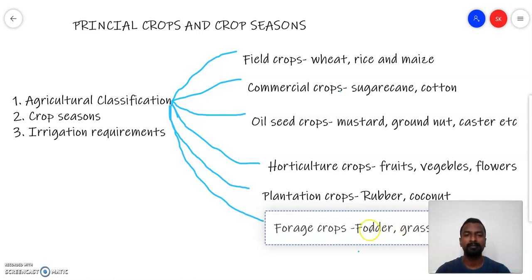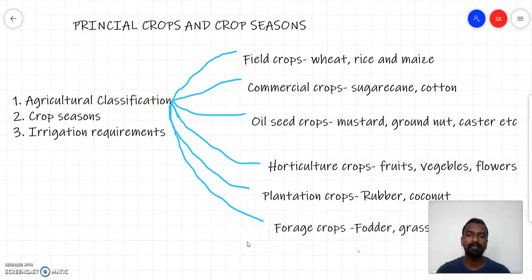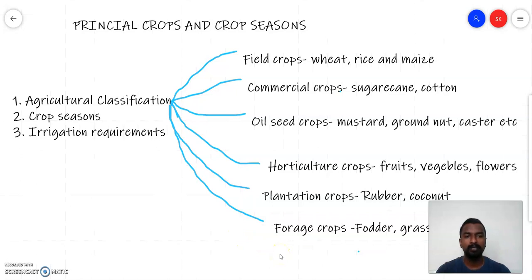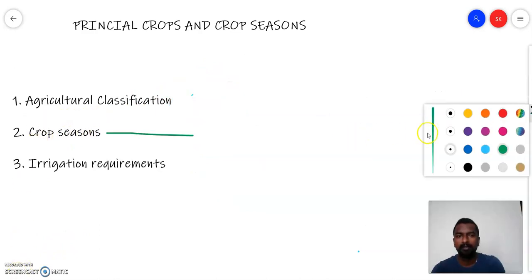So like that, there are different types of crops which come under the agricultural classification. Another type we can make here is miscellaneous, in which aromatic crops or crops used for medicinal purposes can come under this agricultural classification. Now after that we will discuss the second one, that is crop seasons. The second classification is based on the crop seasons.